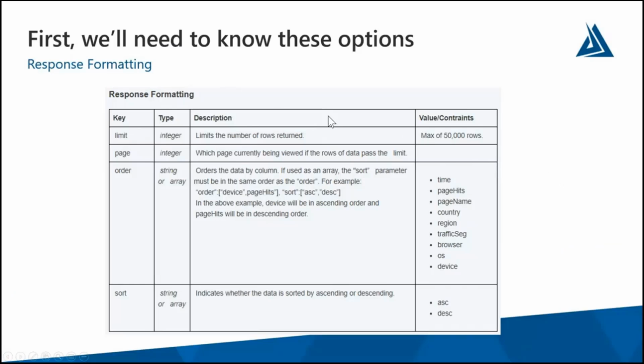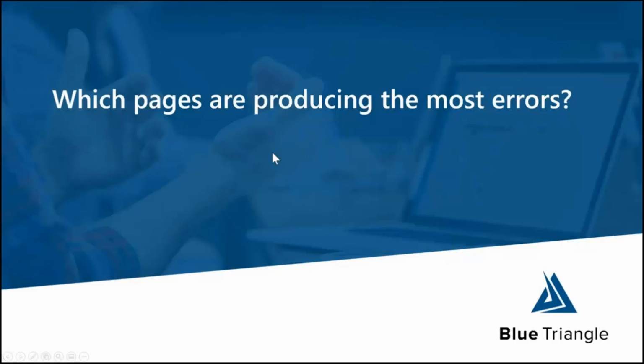So I kind of threw you a curveball on this one. There's going to be a few things we'll need to know first. We'll need to be able to format the response. So one of the things we're going to do is sort by, to answer the question which pages are producing the most errors, we're going to want to sort the results by error count descending, right? We want to see the highest number of errors at the top.